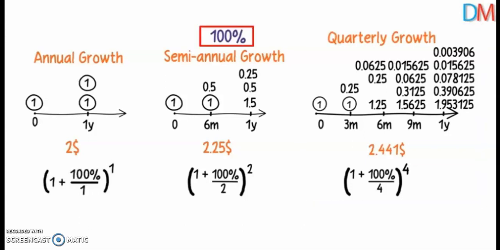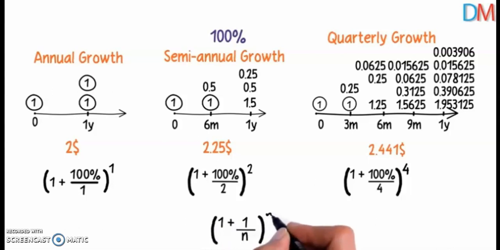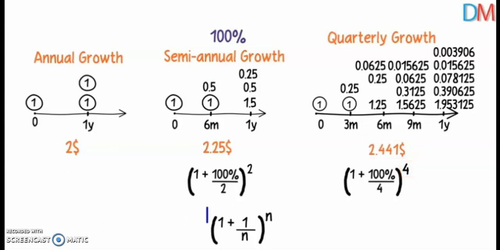The 100% is nothing but 1. If 2 time periods, then we have 2 here. If 4 time periods, then 4 here. So the formula for n time periods would be 1 plus 1 over n, the whole raised to n. Clearly, the more the number of time periods, the higher will be the return. This will give us the dollar value at the end.